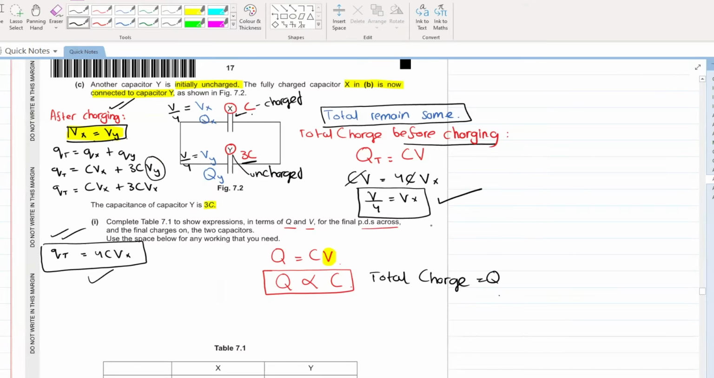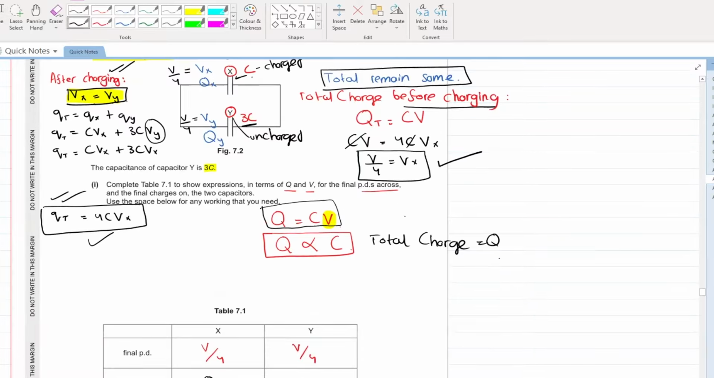Now let's come on to the charges. You know this equation: charge is equal to CV. Voltage is constant, so charge will be directly proportional to capacitance.